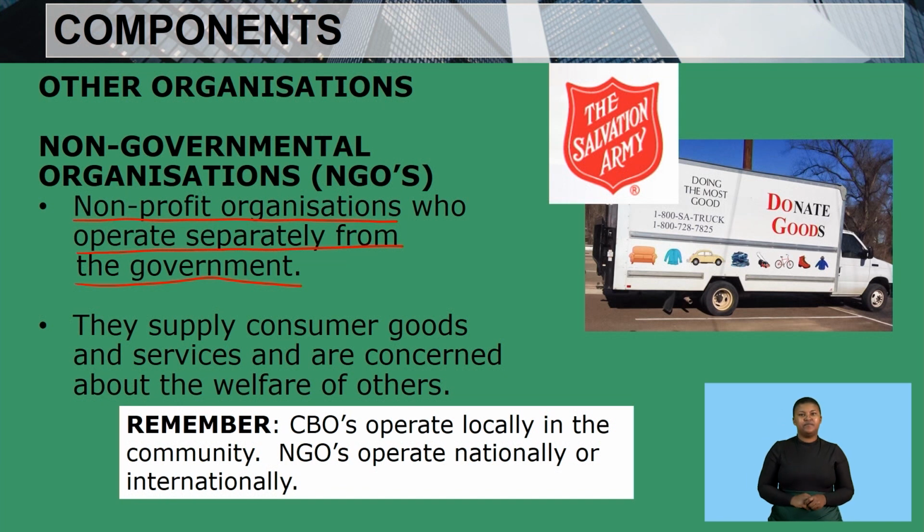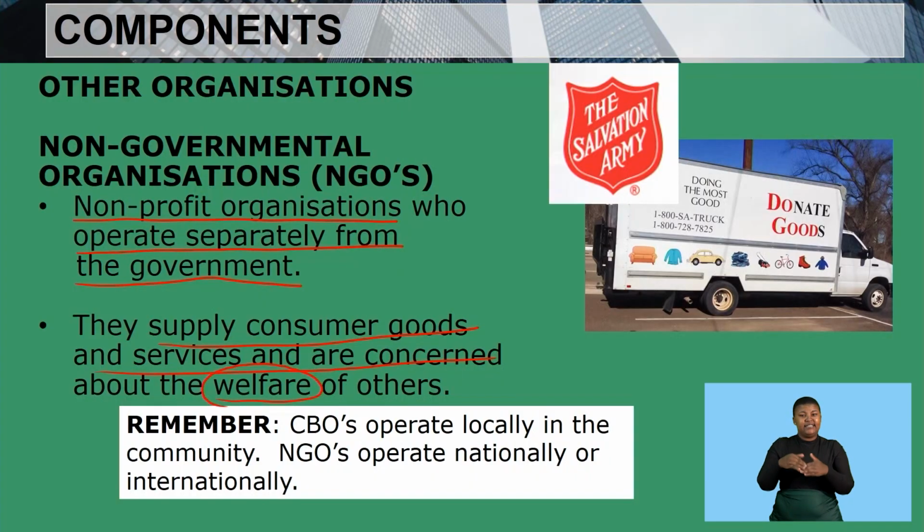All right, so what they do is they supply consumers with goods and services. By helping them, they are then, of course, helping the welfare of others. So they will maybe give them food or help them with job creation, etc. A big example of this is Meals on Wheels, Salvation Army, which is an international organization which helps communities with social upliftment by giving them goods and services, by focusing on welfare.